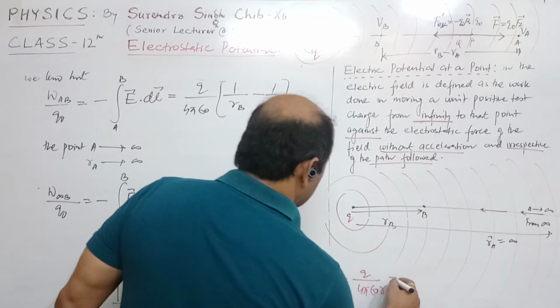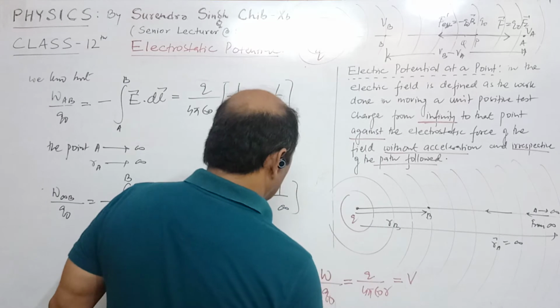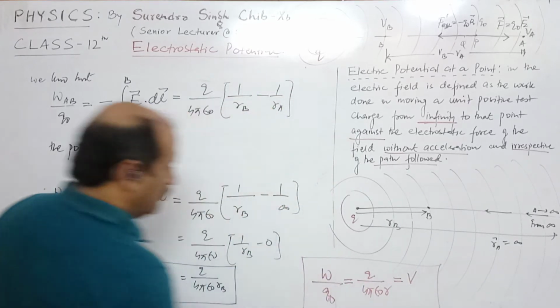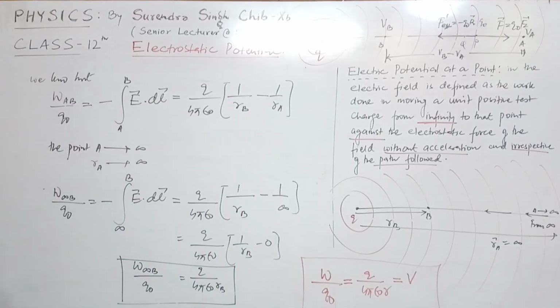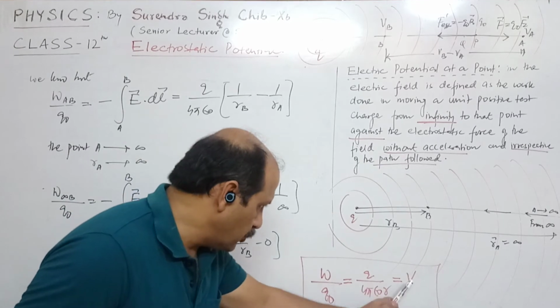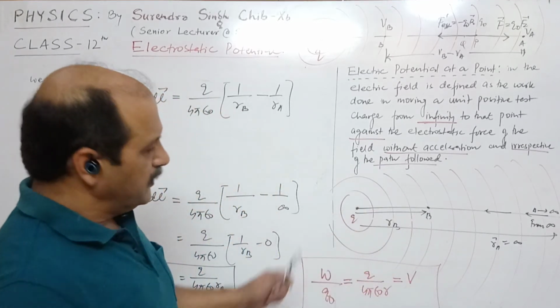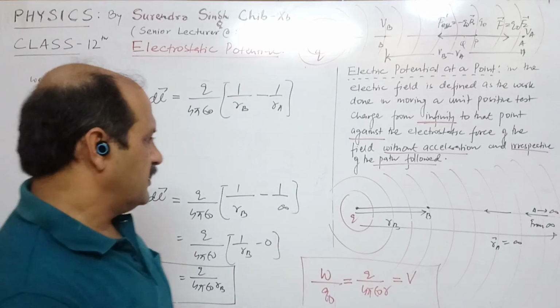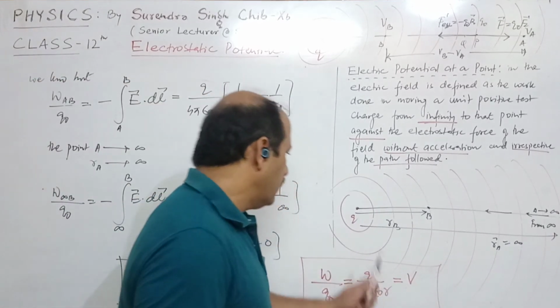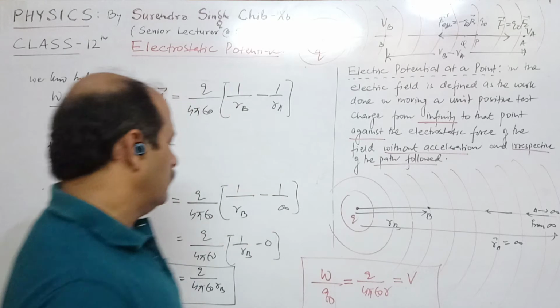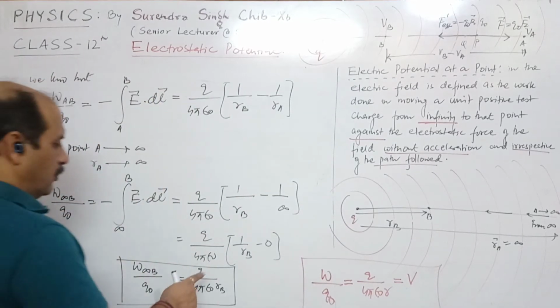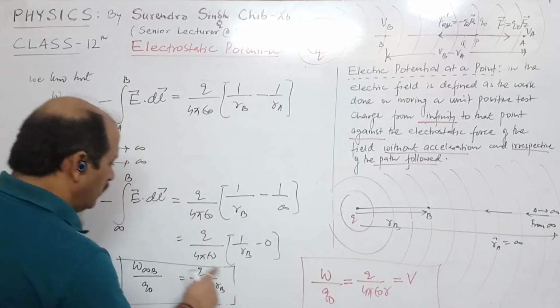And this is called the potential. This is the potential. This is called the potential at point B, or you can say any point which is at a distance r from the source charge Q. So now why this is called potential, I will explain later on.